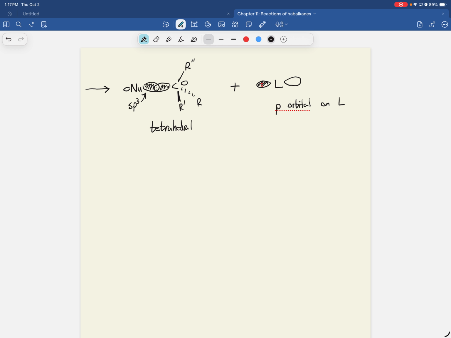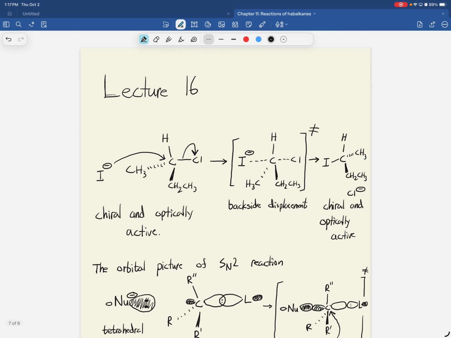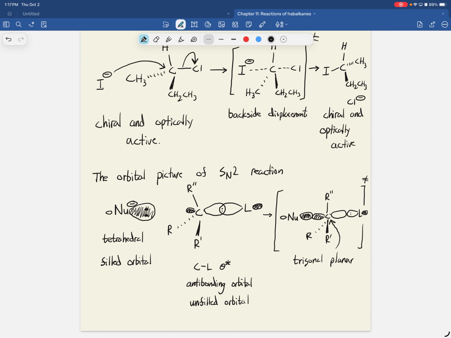All right, sp3 hybrid orbital. Now let's look at this and assign the orbitals to the transition state. Let's go back a page here. What's actually happening is you're going from a p orbital to sp3, and then this bond broke, so you have an sp3 orbital going to a p orbital here, and that's for L.